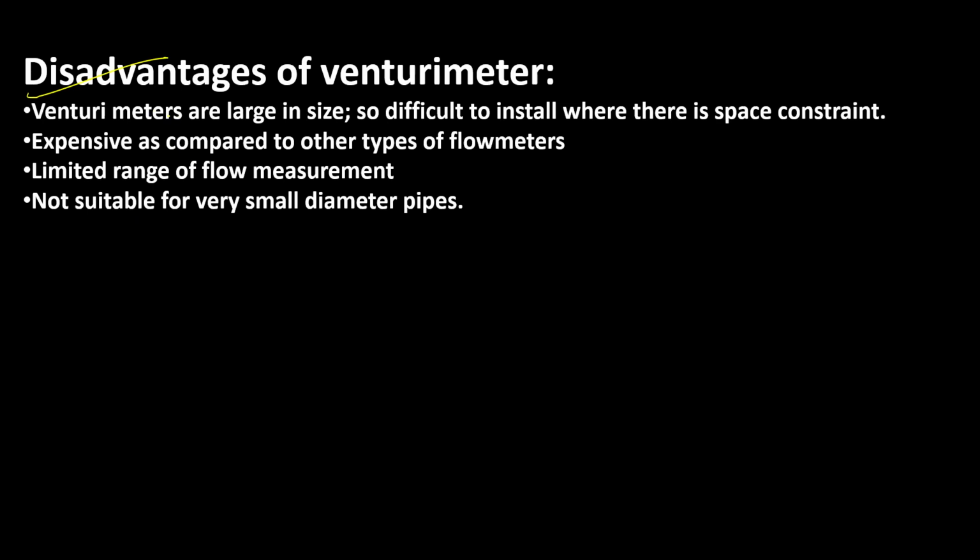After that we will discuss the venturimeter disadvantages. Venturimeters are large in size, so difficult to install where there is a space constraint. They are very big, so very difficult to install. Expensive compared to other types of flow meters, limited range of flow measurement, and also not suitable for small diameter pipes.